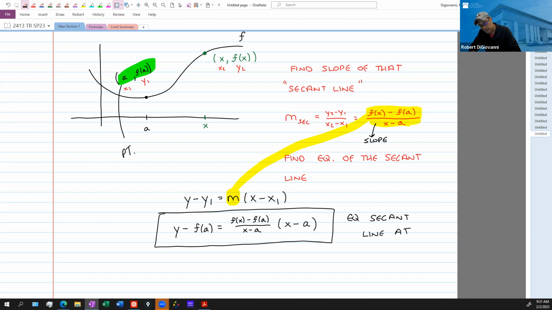at x equals a. So remember my anchor point, the point that I wasn't moving, that a right there in blue. That's where I'm looking for the slope of the secant line at that point.